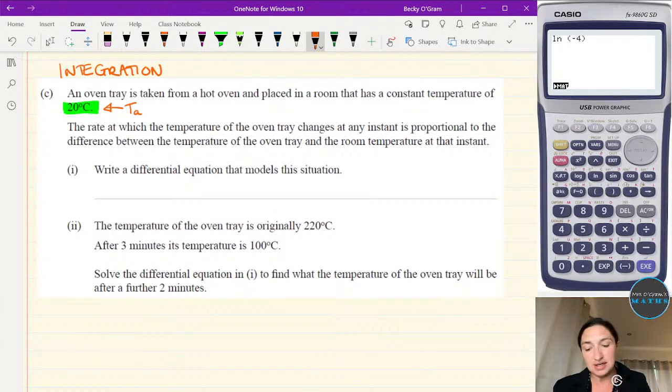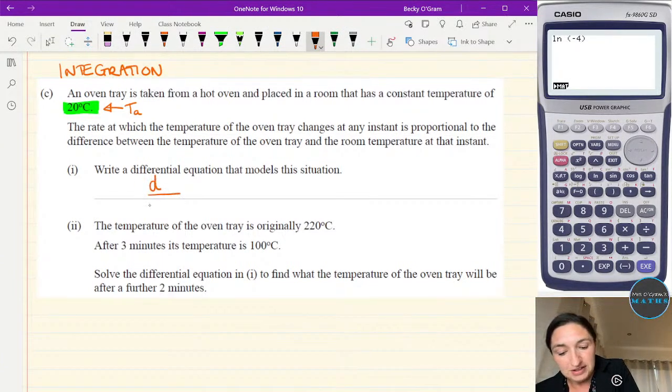So what it's telling us in this next line is the rate that it changes at any instant is proportional to the difference between the temperature of the oven tray and the room temperature. So the bigger the difference, the faster the temperature will come down, and a small difference means that that temperature change will slow down. Okay, so the first thing to do is write down a differential equation to represent that situation. So we're being told about a rate.